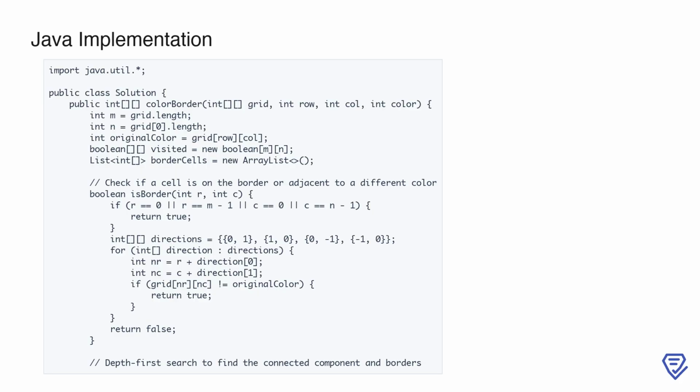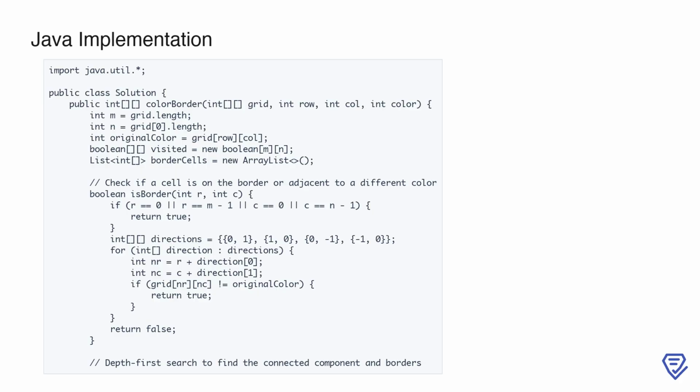We start by determining the dimensions of the grid and storing the original color of the starting cell. A visited array is initialized to track which cells have been processed, and a list called border cells is created to store the coordinates of cells that belong to the border of the connected component.